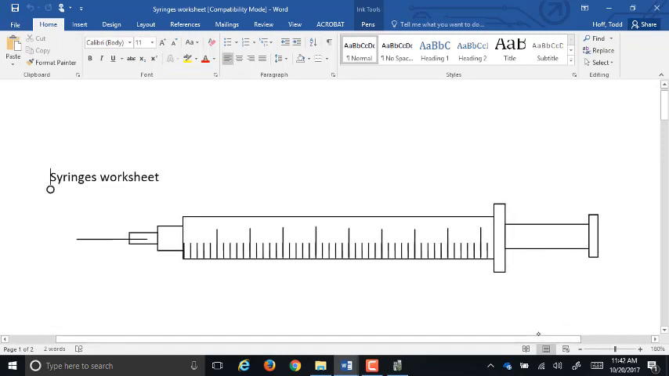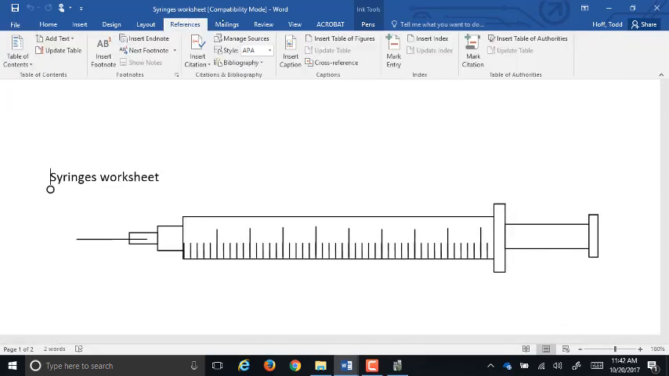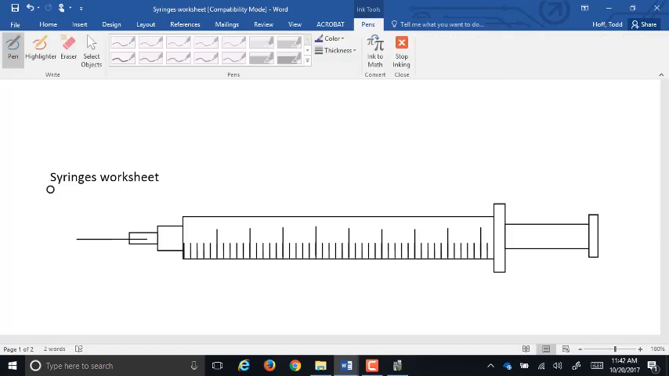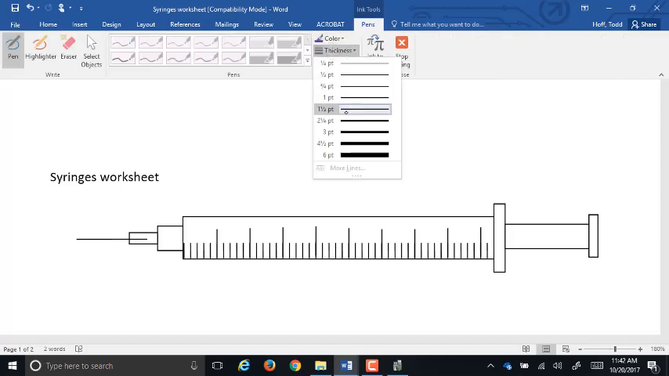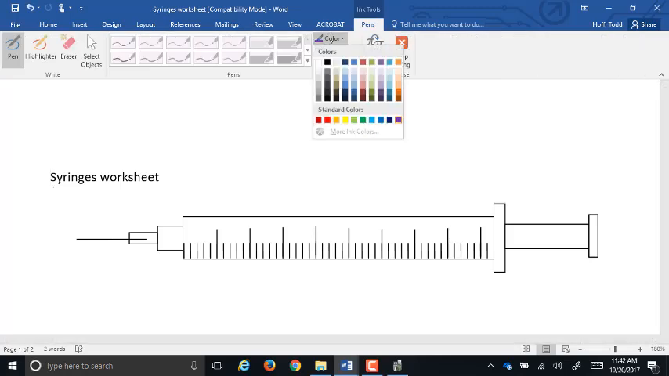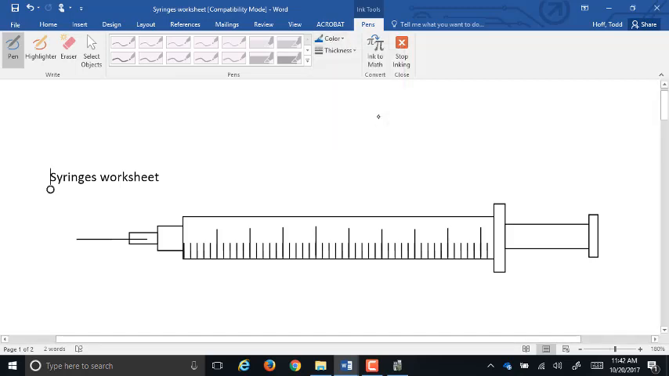Our next thing we want to talk about, a little bit more of a piercing topic. I amuse myself. That's what matters, right? Syringes.